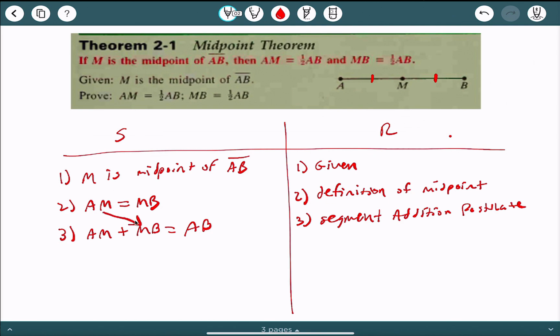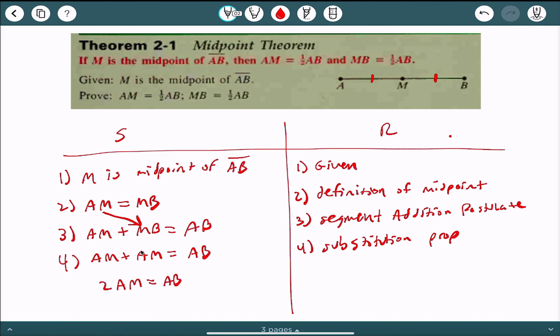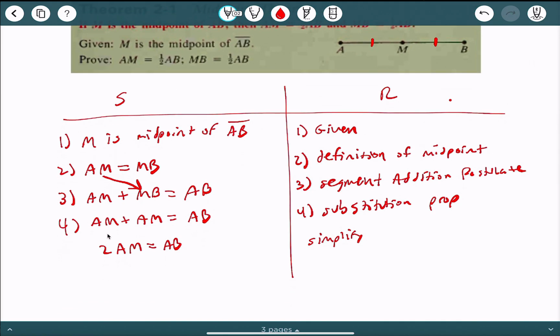So if I put in AM, use my substitution property, I can get AM plus AM is equal to AB. So I can substitute there, so substitution property. And if I look at this, just like x plus x is 2x, like 1x plus 1x, so this is 1AM plus 1AM, so this would be equal to 2AM equals AB. Right, so if you want to put a reason, you can just say simplify, but I could just add those together.